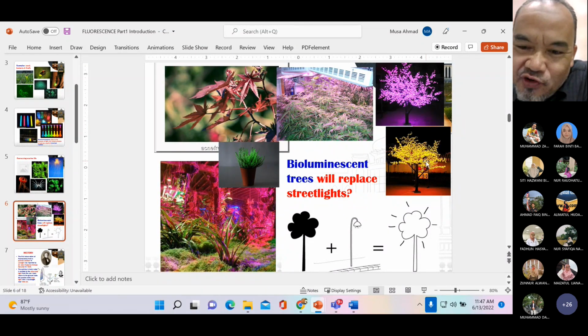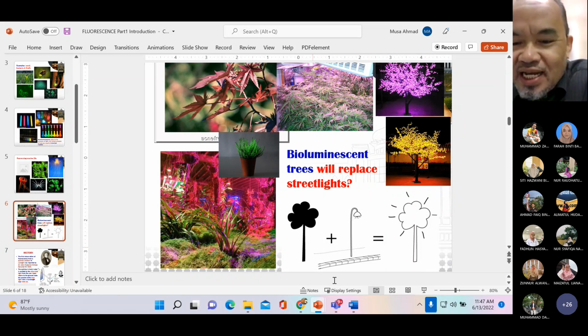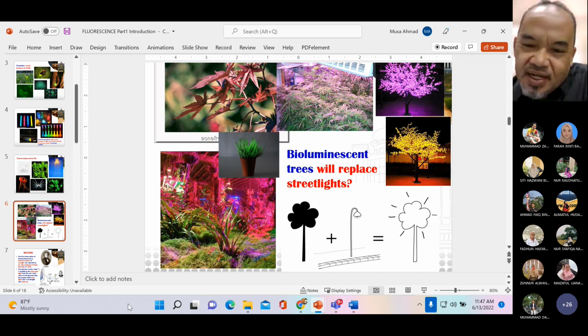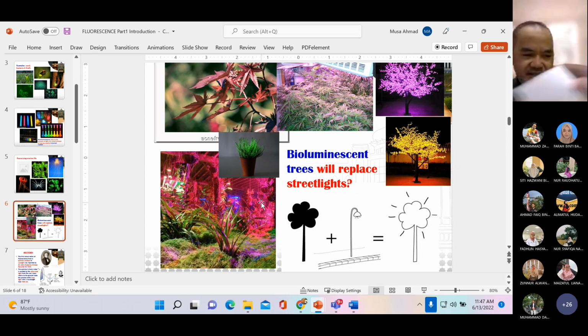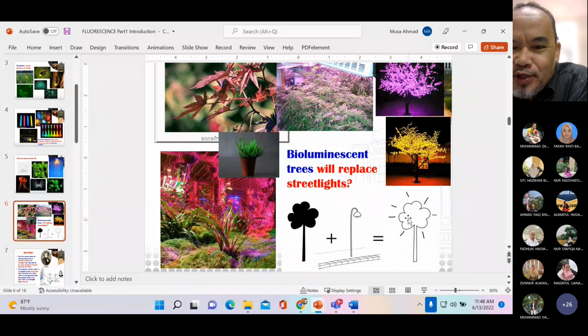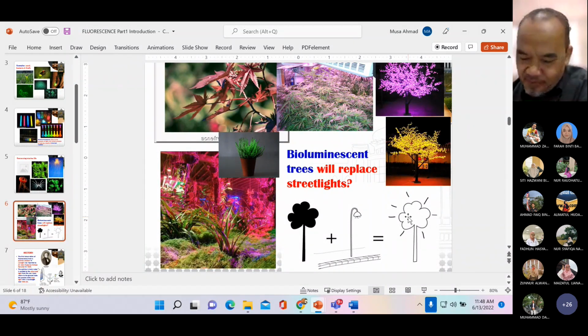But what I'm trying to say is that in the near future, we have trees here, and we also have street lights. In the future, with the advancement in science and technology, we might be able to combine these two. Maybe you can combine the tree and the light together to produce trees that can emit light. So this could be the street light in the near future, and that's possible.